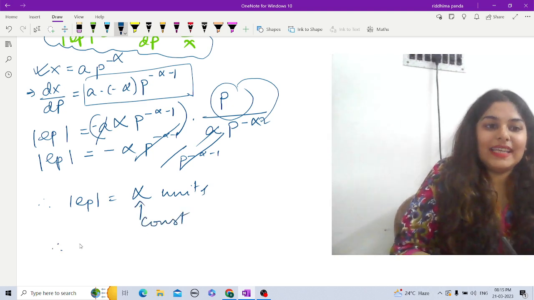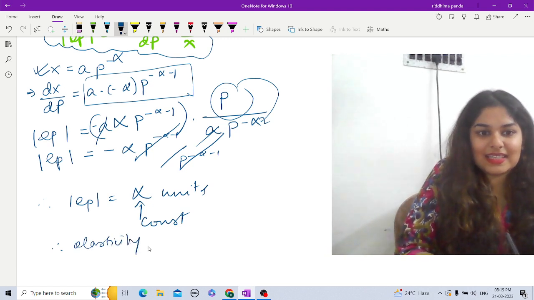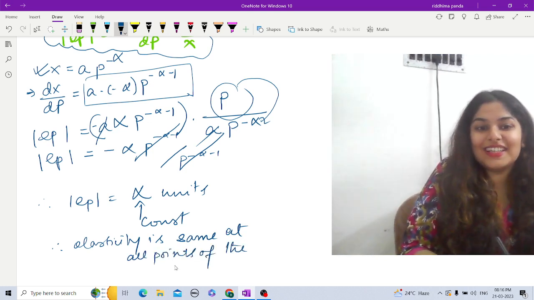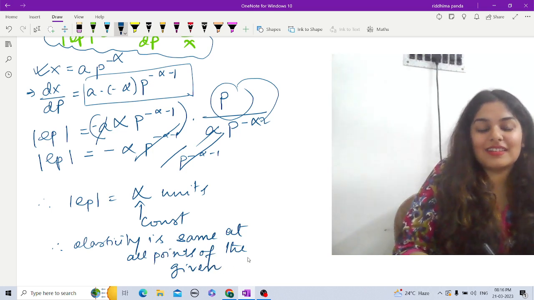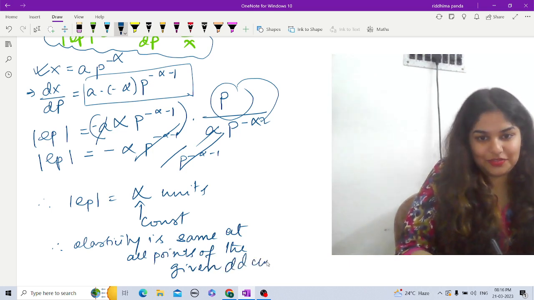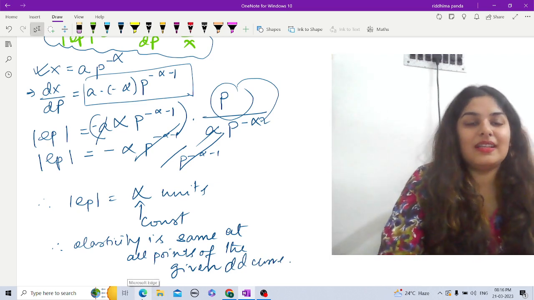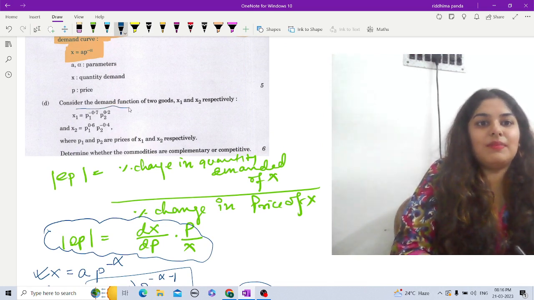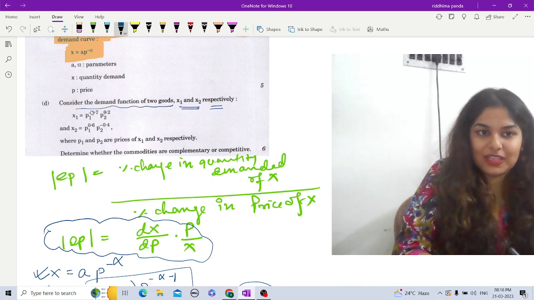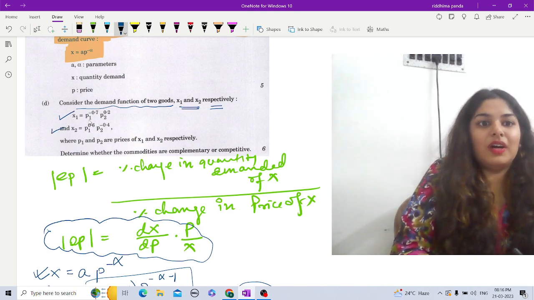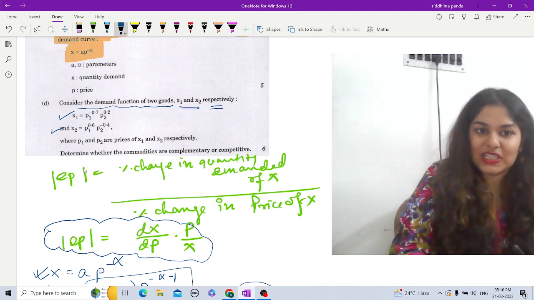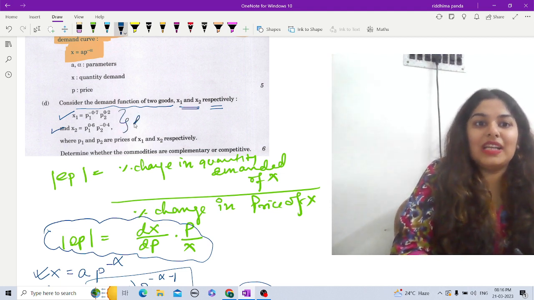Therefore, elasticity is the same at all points of the given demand curve. So this is the first part. Now let's quickly solve the second part of the question. Consider the demand functions of two goods, x1 and x2, where the prices are p1 and p2 respectively. You have to say what type of related goods these are.